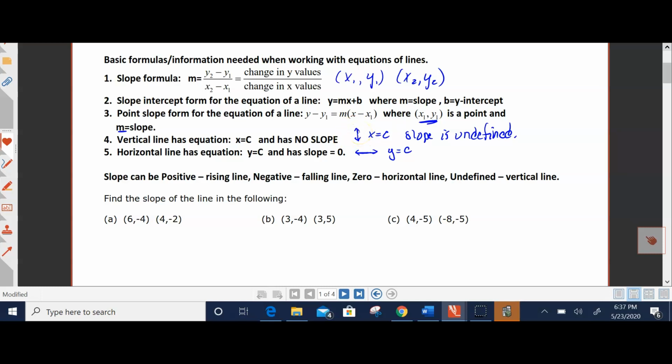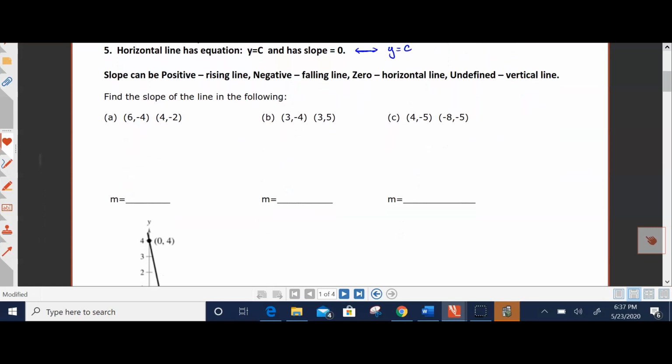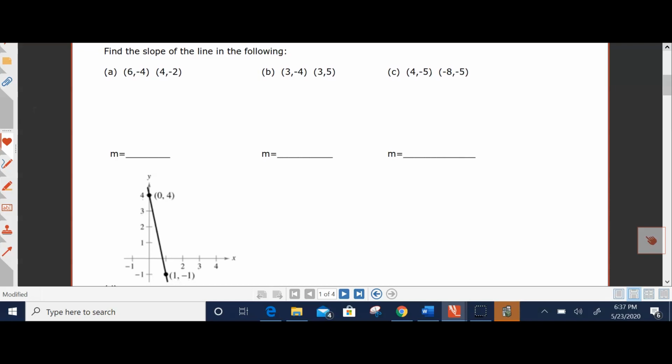Now your slope can be positive, negative, zero, or undefined. If you have a rising line, your slope is positive. If you have a falling line, your slope is negative. A horizontal line has zero slope, and a vertical line has undefined slope. So let's find the slope between the points in these few examples. Let's find the slope of the line in the following.